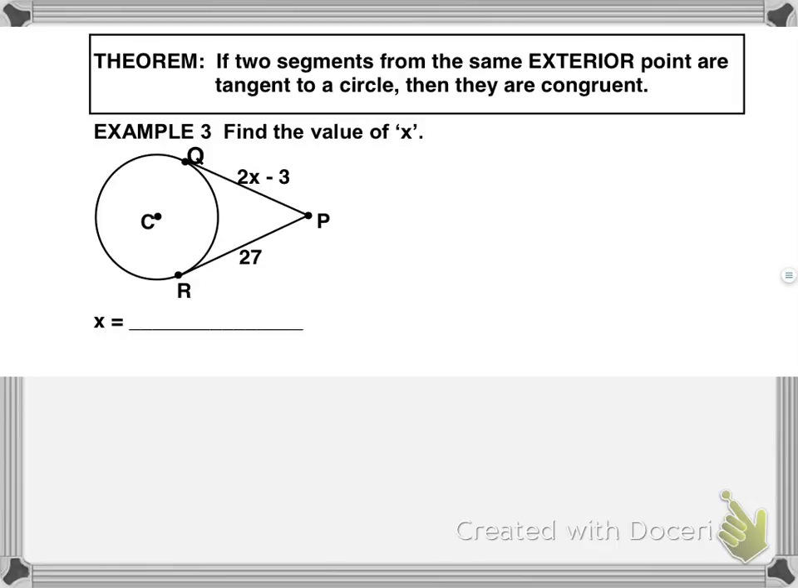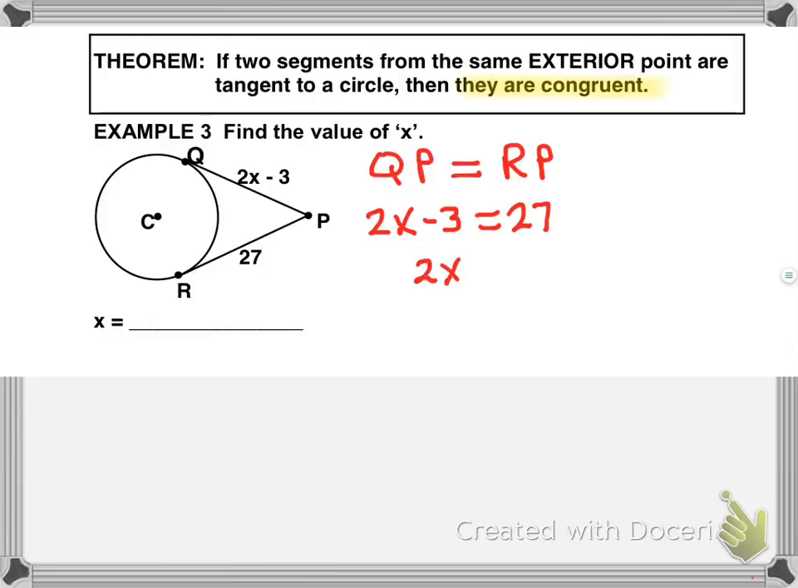In example 3, we're asked to find the value of x. But because QP is equal to RP, then we can write an equation: 2x minus 3 equals 27. We can solve the equation by adding 3 to both sides. That leaves us 2x equals 30. And then dividing by 2, x is equal to 15. So we used the theorem to solve the problem.